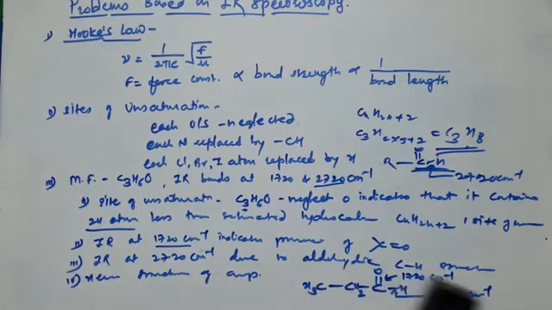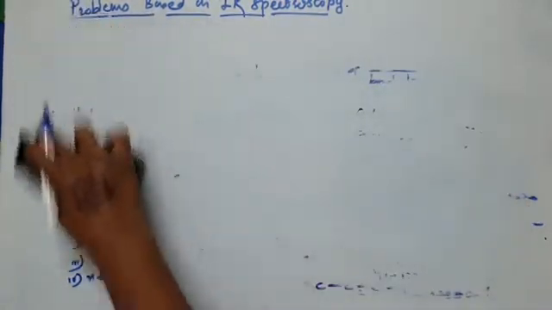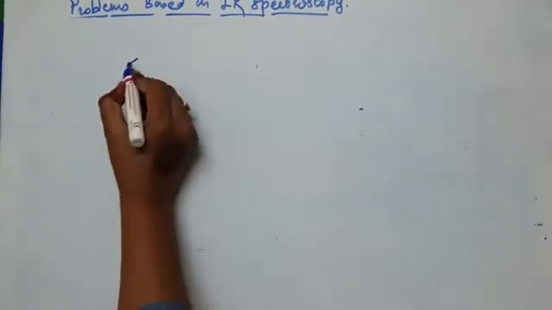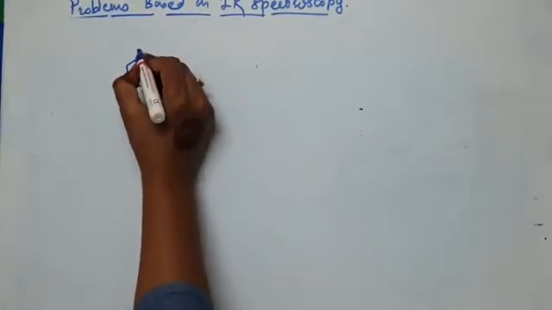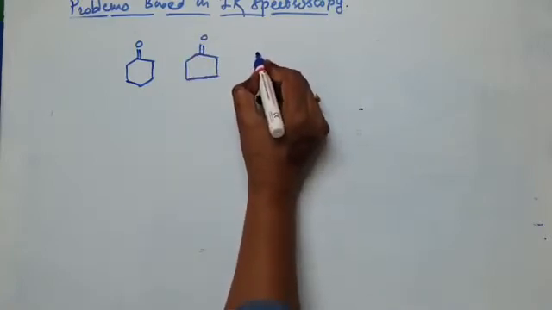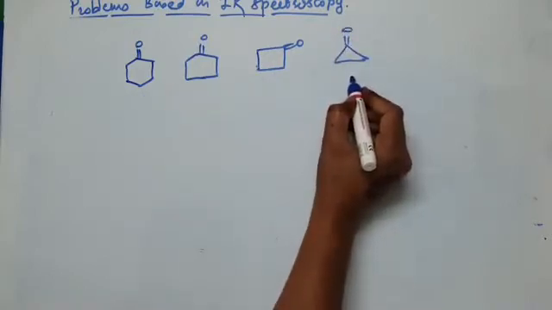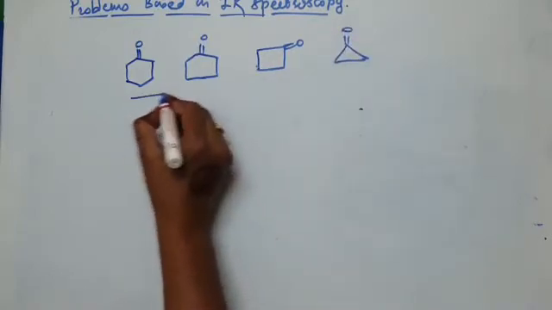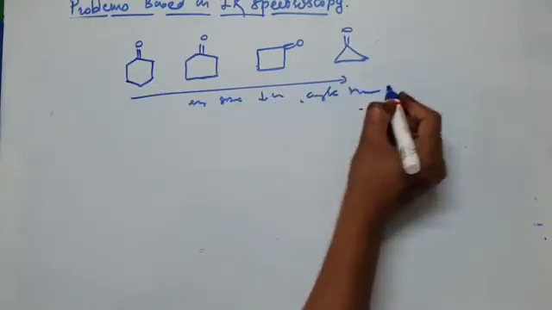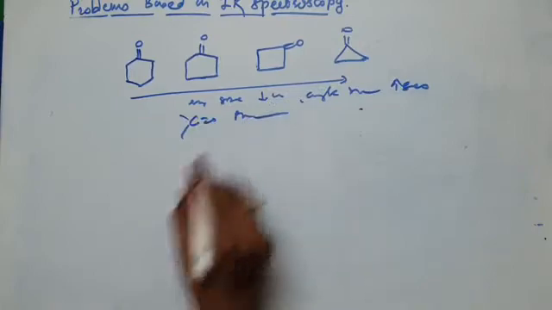So always remember we have to first find out the site of unsaturation. And if some reasons are asked, for example in the case of cyclic ketones, such as cyclohexanone, cyclopentanone, cyclobutanone and cyclopropanone, as the ring size decreases, angle strain increases. As angle strain increases, carbonyl stretching frequency increases.